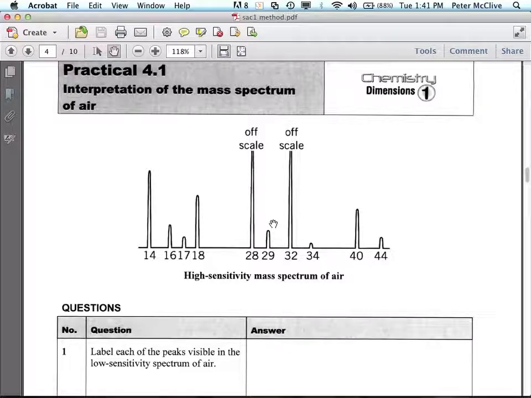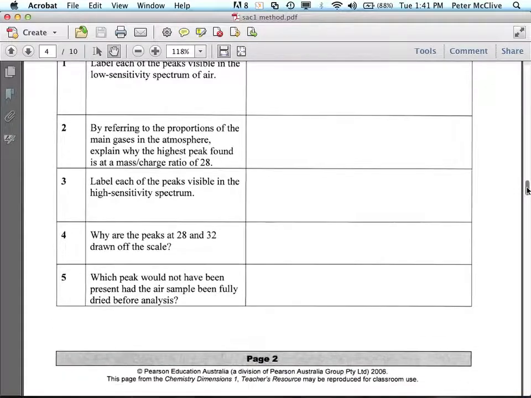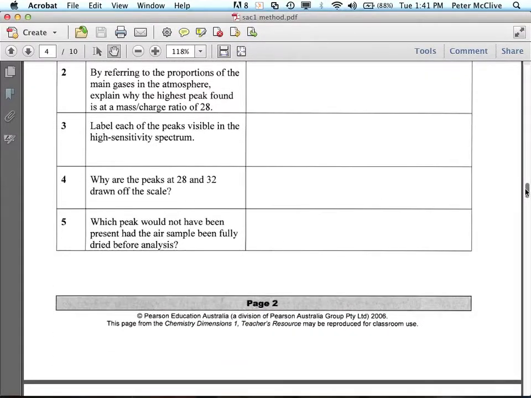And if we've got time, we can come back to that. But why are they off scale? Think about why they might be off scale on the high sensitivity one. So it's just you've amplified it. You've turned the gain up basically, and it used to be just on scale, and now you've blown it out so you can see the smaller ones.